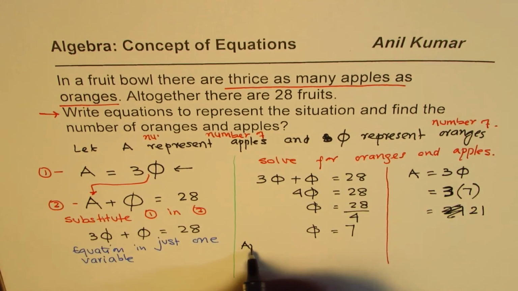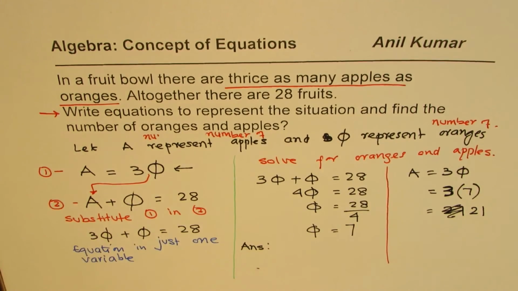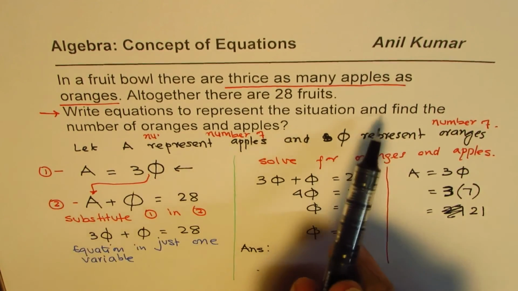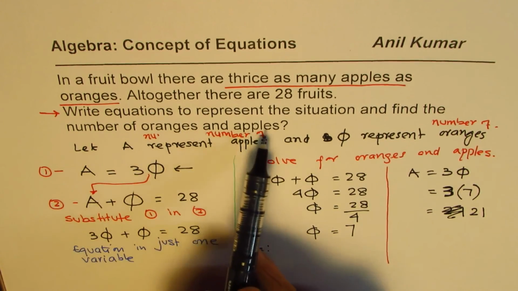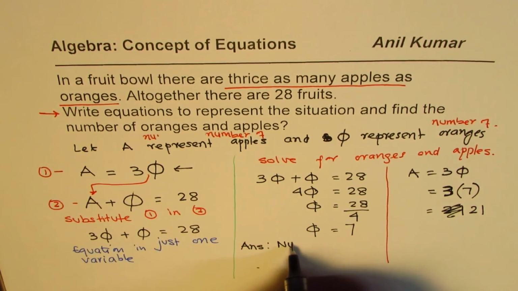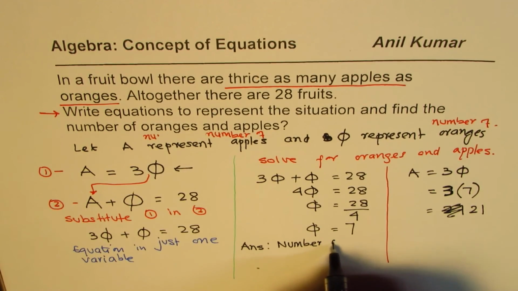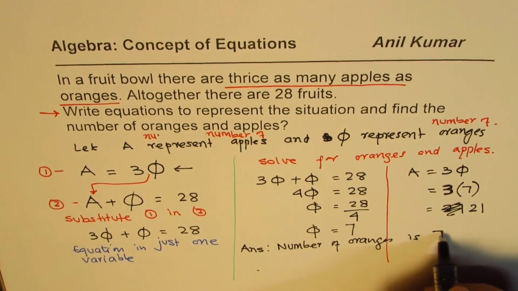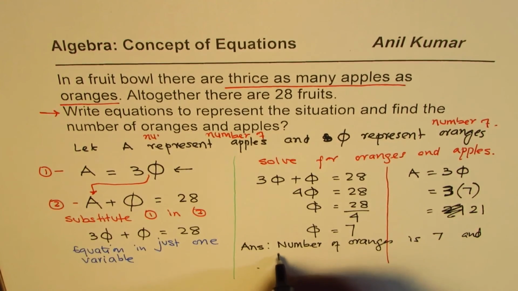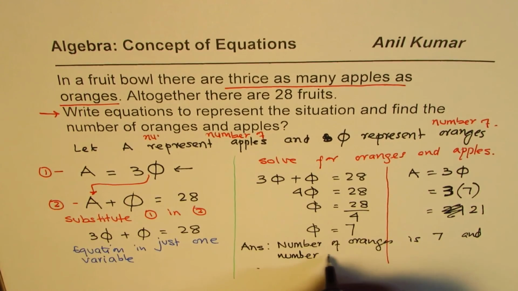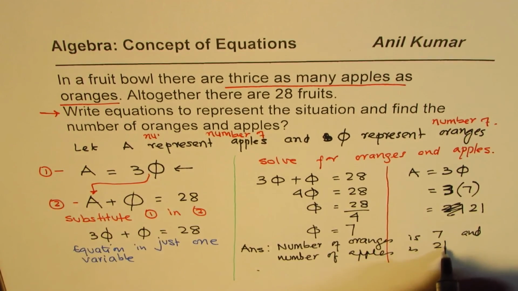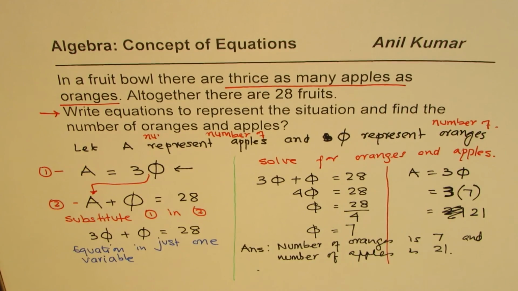Now in a word problem, you should always clearly write down the answer. It says, write equations to represent the situation and find the number of oranges and apples. So we can say number of oranges is 7 and number of apples, which is 3 times, is 21. So that is how you should be solving this type of question.